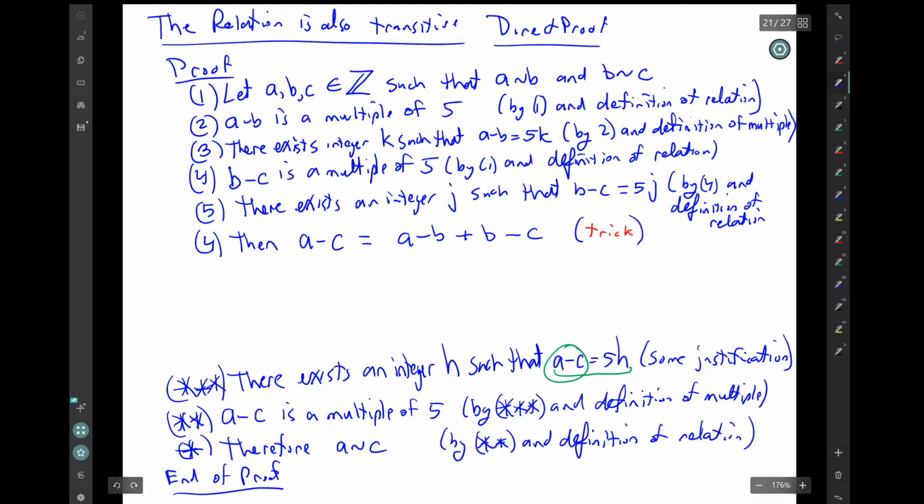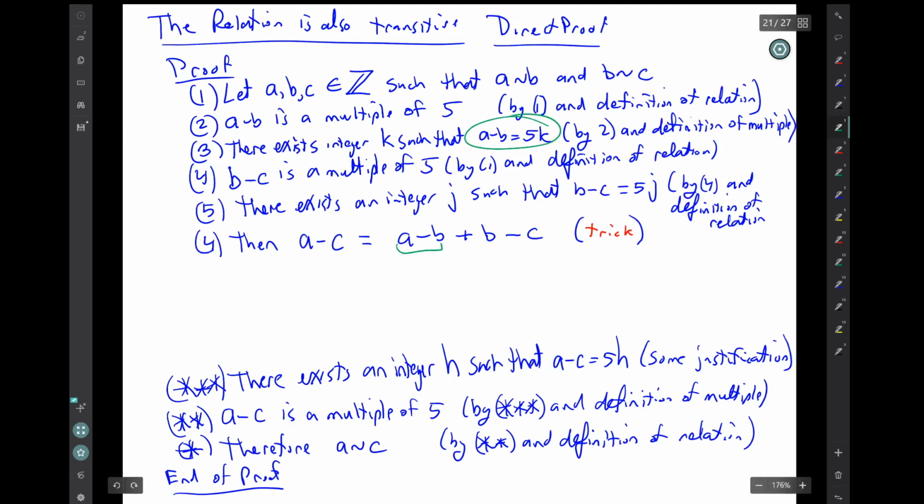I'm going to write A minus C. That's what I want to have on my left side of my equation. I'm going to write it in this tricky way: A minus B plus B minus C. That is a trick. But now look, we know what A minus B is.